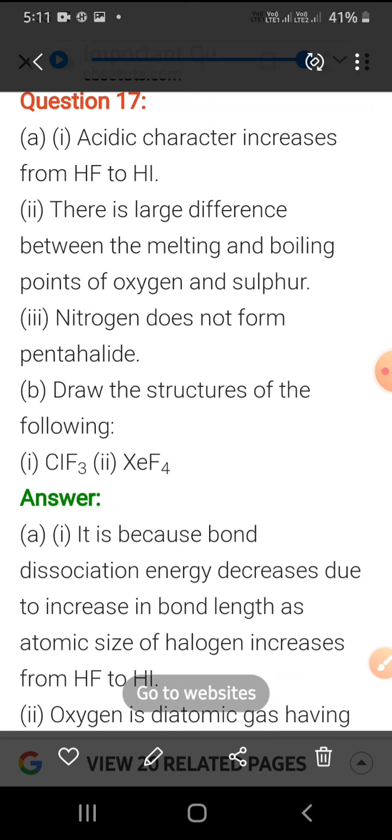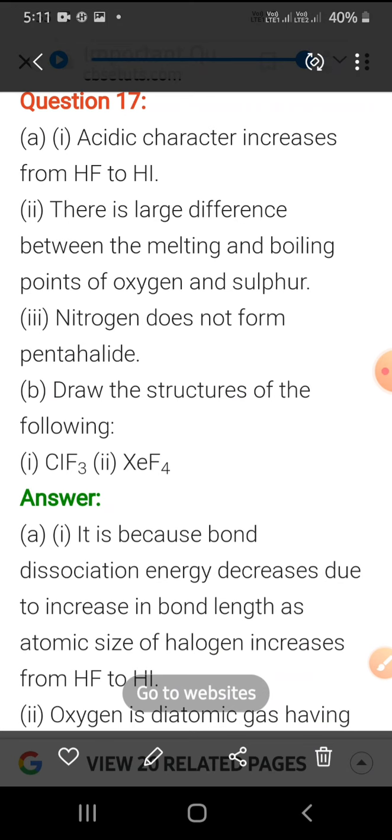Nitrogen does not form pentahalides because it does not have d orbitals. Draw the structure of the following: ClF3. This is an AX3 type of compound where the chlorine has 7 electrons, out of which 3 are shared with fluorine and 2 pairs are left. So the geometry will be T-shape.